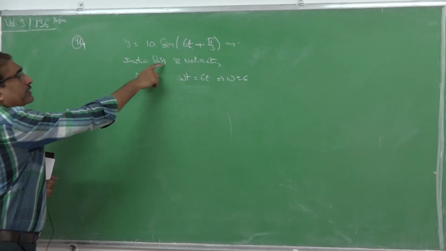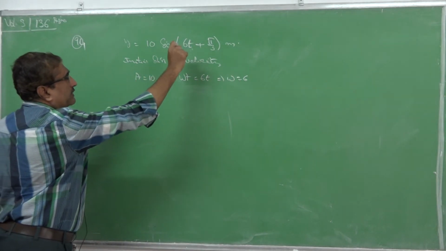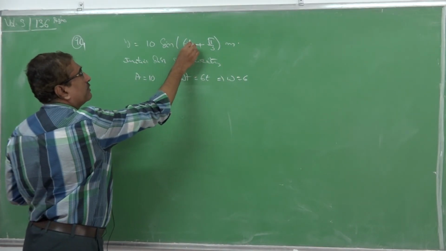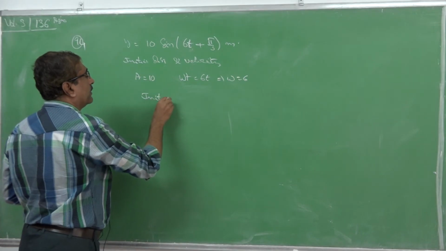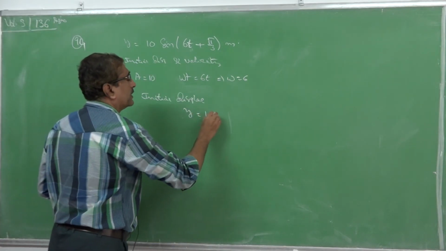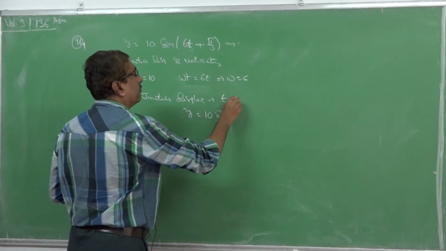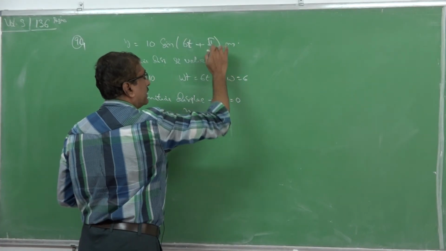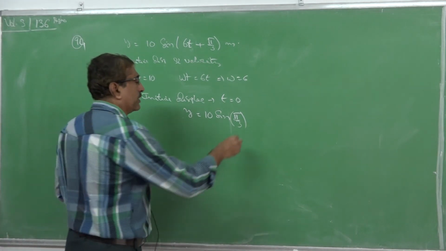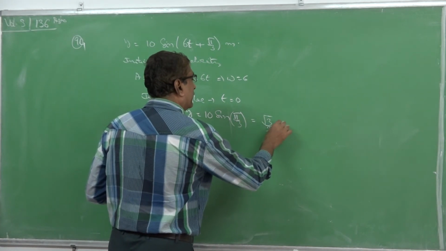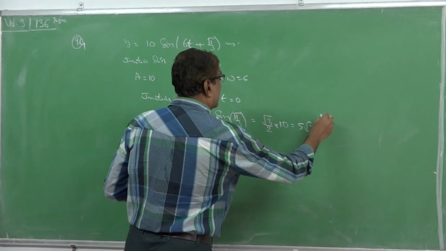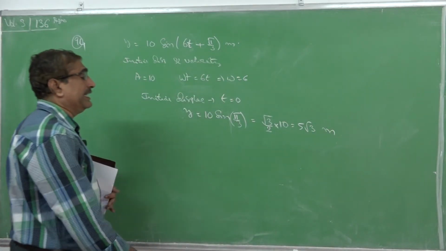Next, initial displacement means time t is 0, that is, at the start of observation. So if t equals 0, the initial displacement y is equal to 10 sin(π/3). Sin π/3 means sin 60, and sin 60 is root 3 by 2. So this is equal to root 3 by 2 into 10, that is 5 root 3 meters. This is its initial displacement.